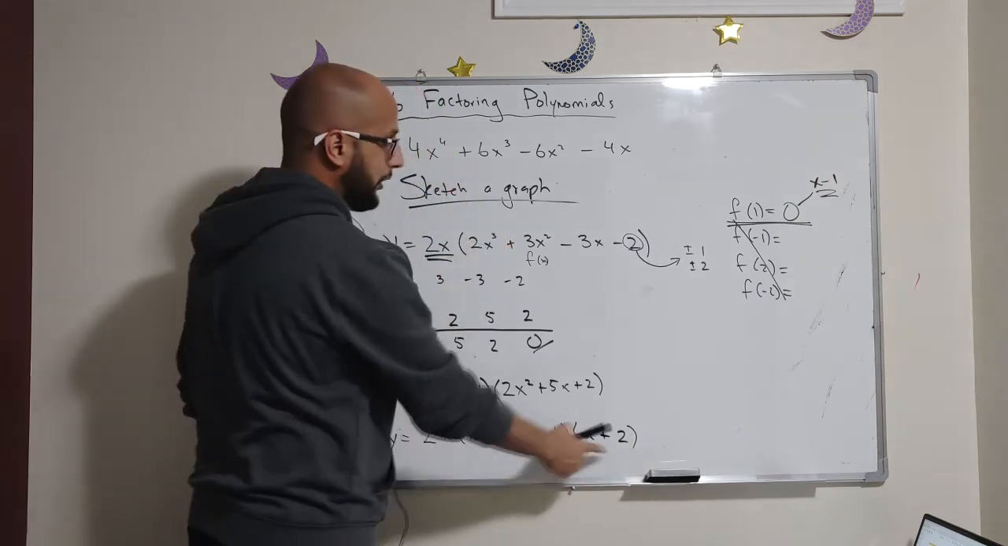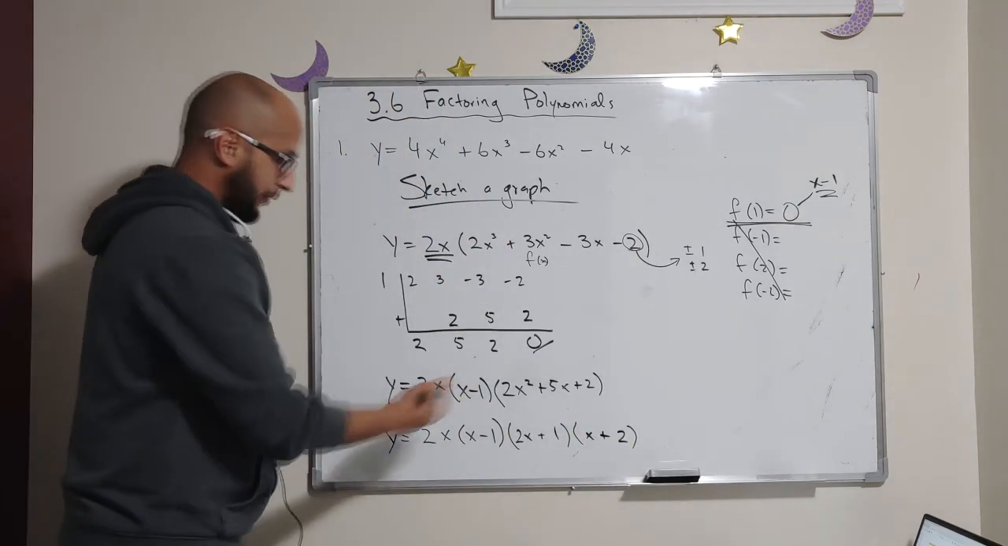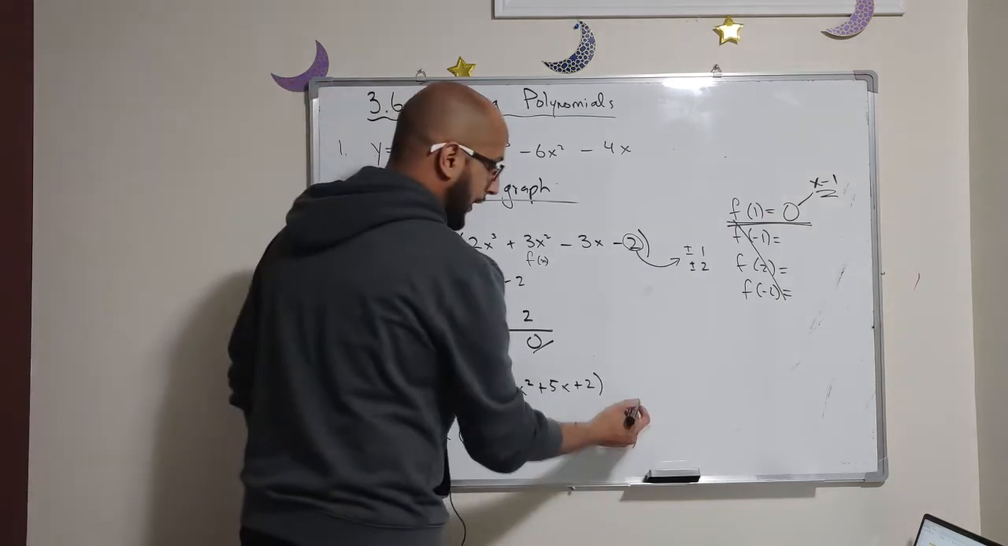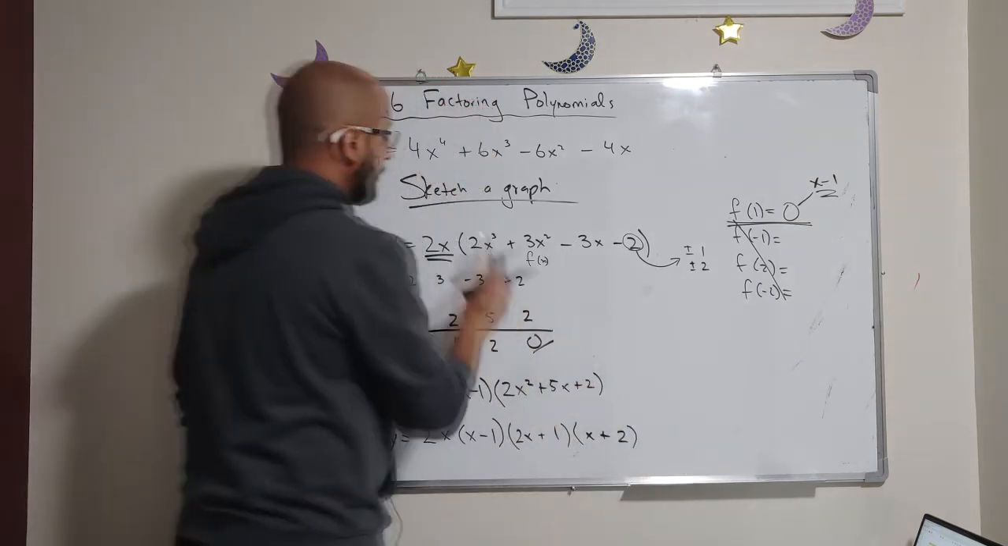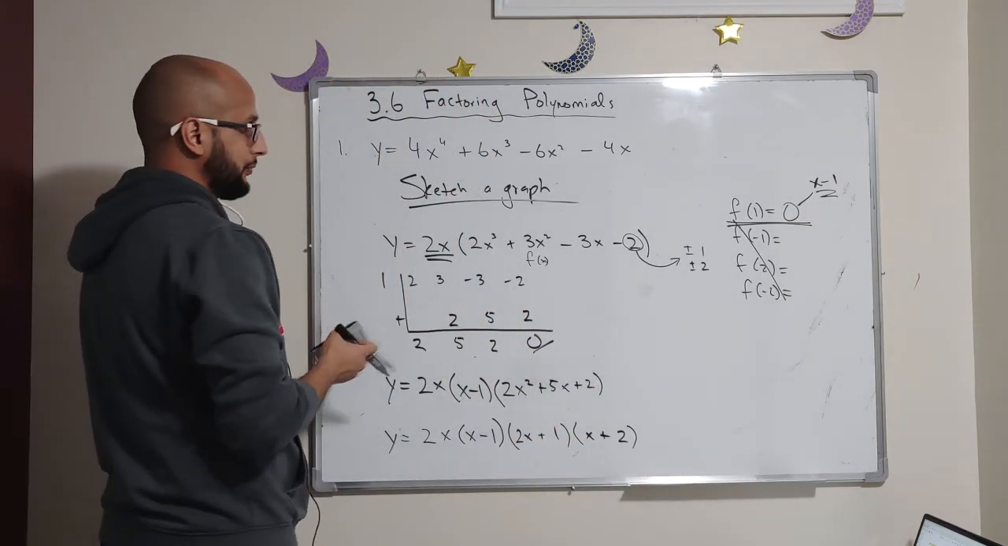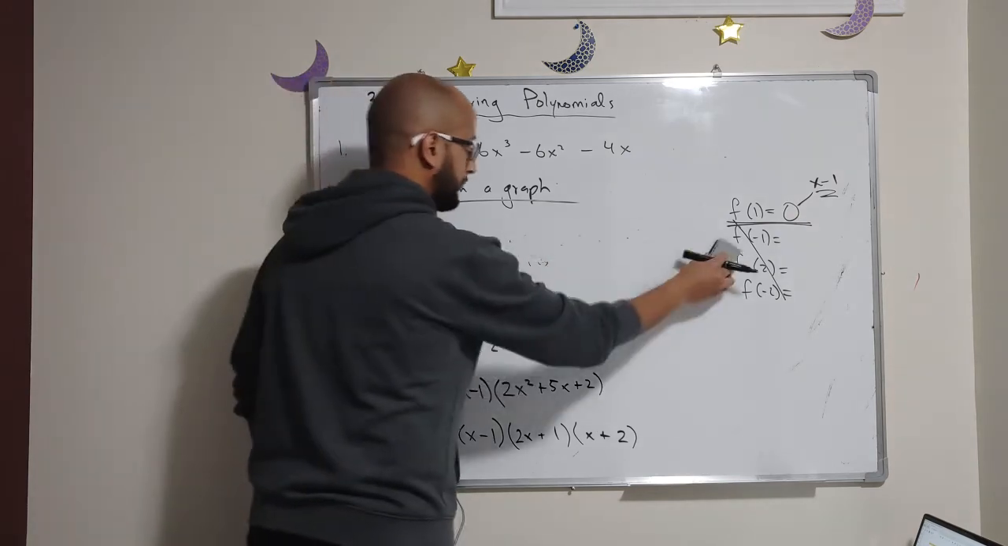So it'd be 2x plus 1, x plus 2, and this would be your fully factored version. And now let's finish off the question by sketching a graph. I'm going to erase this over here.